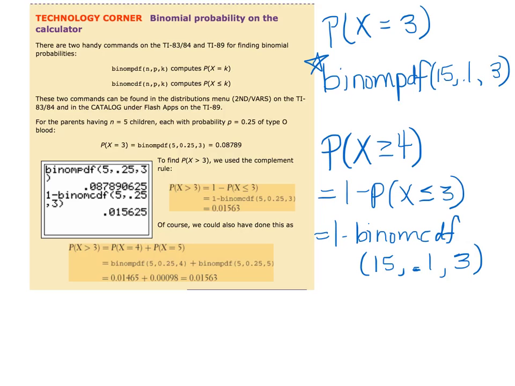These commands can be found under second and distribution on your menu. It might even say second variables, but look for the distribution in light blue or whatever the alternating or contrasting color of your calculator is.